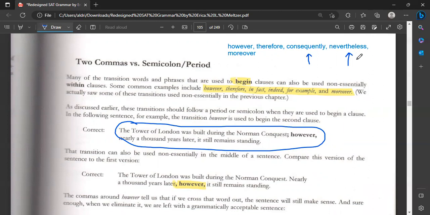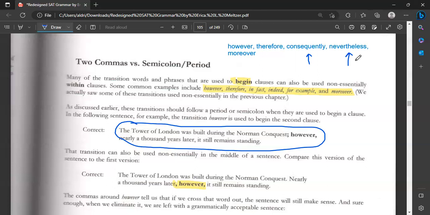So these words are called strong transitions. I'm using strong in quotation marks because they're strong enough to begin clauses. They're strong enough to begin sentences. So they should always only be used after a period, a full stop, or a semicolon. If not, the only other exception is that they should be used non-essentially, right?